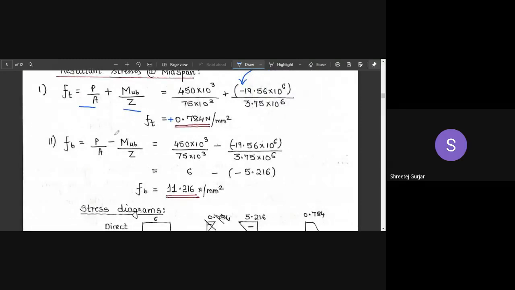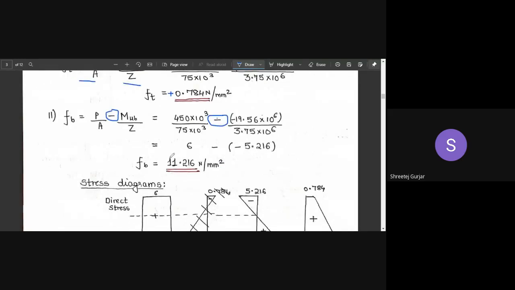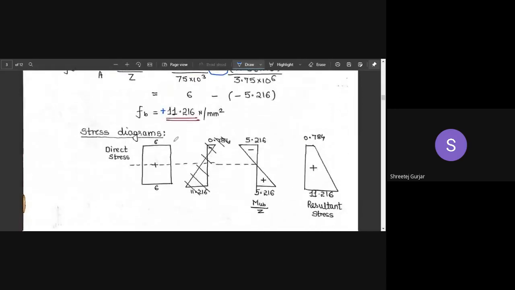Similarly at bottom fiber, so this is minus at bottom fiber. The rest of all the things are same, only the sign will change over here. So you get plus 11.26 Newton per mm squared. So this is your top fiber, this is your bottom fiber. So you can draw the stress diagram.